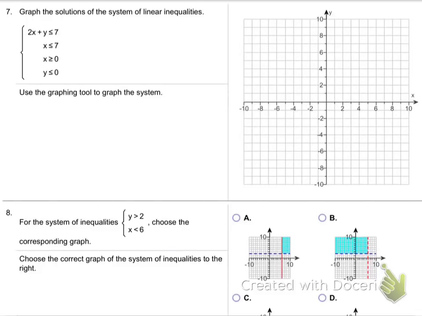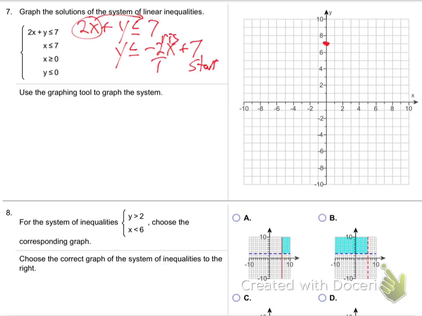Okay, here we go. Number 7, 2x plus y less than or equal to 7. Got to get y alone. Jump the 2x over. Y less than or equal to minus 2x plus 7. So we start at 7. This is minus 2 over 1, rise over run. Go down 2 over 1. Solid bar, solid line. There we go. Okay, next we'll do the next equation.